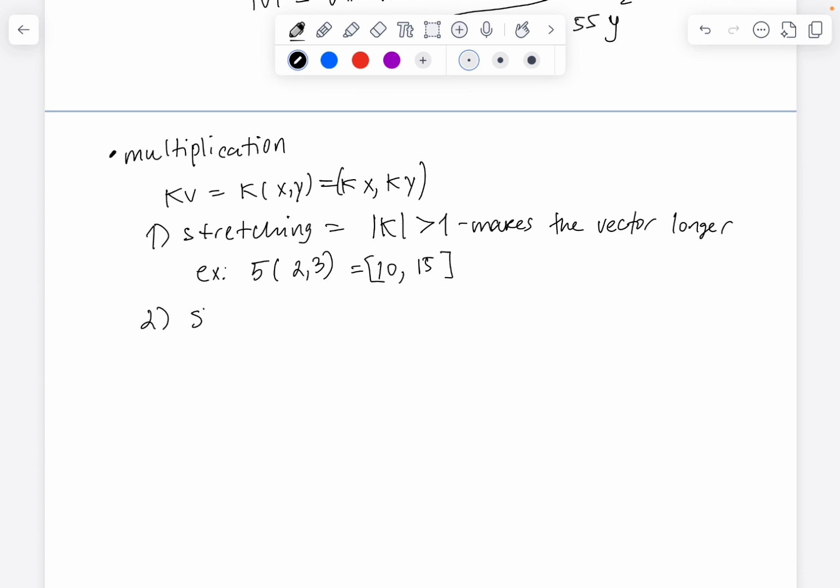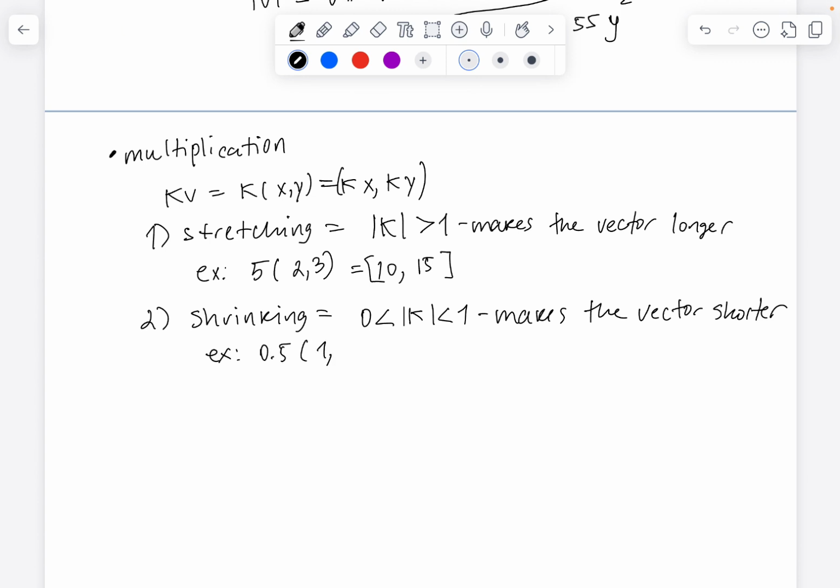Now shrinking. That's when k is less than 1 but bigger than 0. It makes the vector shorter. So for example, 0.5 times 1 and 2. So it's gonna be just 0.5 and 1.